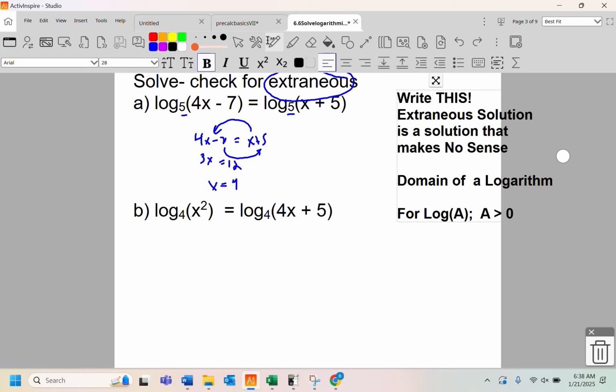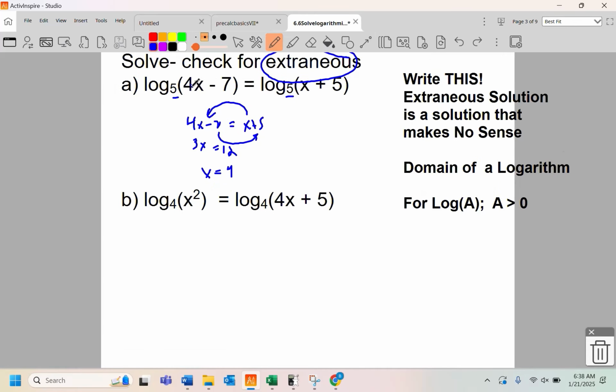So I'm going to plug in my 4 here. 4 times 4 is 16. 16 minus 7. I need to be checking that. I know that 4x minus 7 is bigger than 0. So x is bigger than 7/4. That works. I know x plus 5 is bigger than 0. x is greater than -5. This guy fits the bill. Both sides are happy.